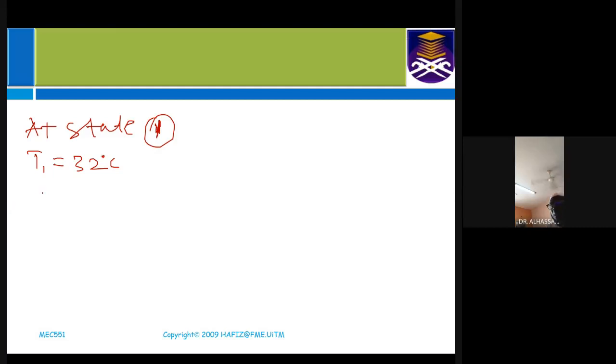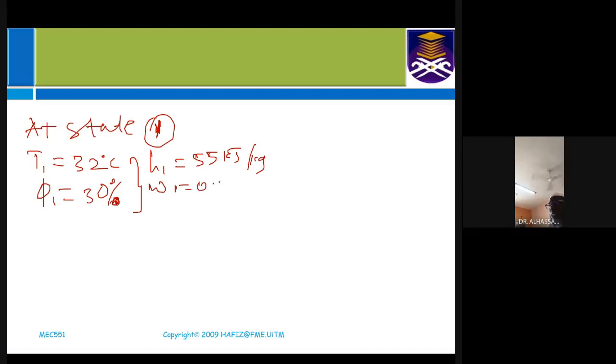So we have relative humidity equals 30%. With this, we will move to the psychrometric chart, and then we will determine the enthalpy. So we find H1 from the chart equals 55 kilojoules per kilogram. Omega 1 also, this gives me 0.008.